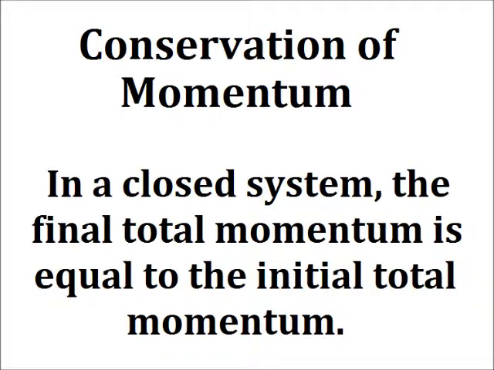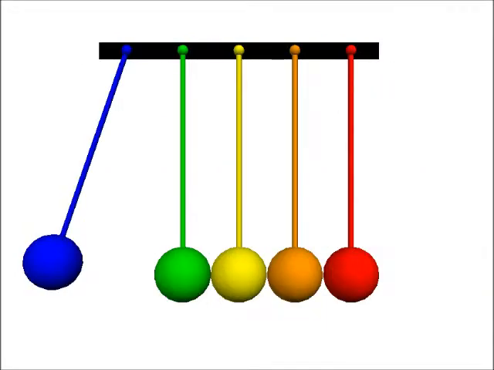The law of conservation of momentum states that during a collision in a closed system, the final total momentum is equal to the initial total momentum. This property is demonstrated in the motion of the cradle.